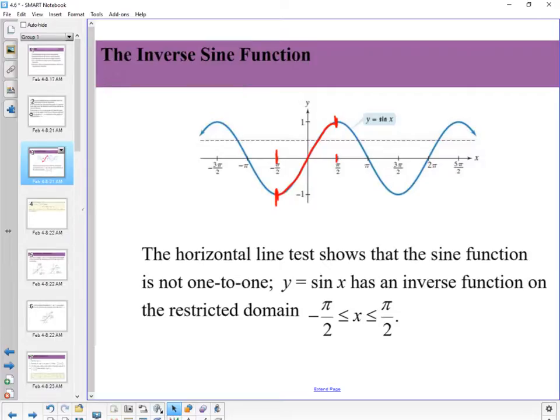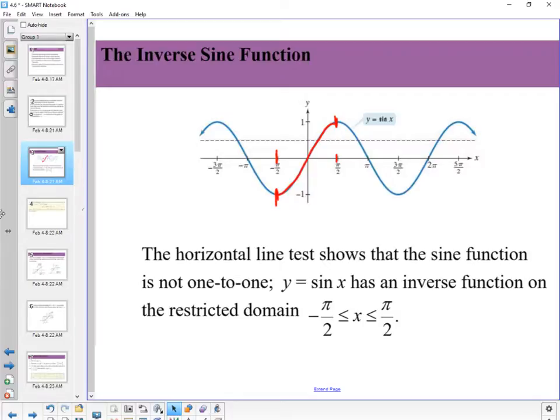Wait, is this 4.7? So that's it. No, this is 4.7. Oh, this is 4.8. What? Oh no, this is 4.8. No, 4.7, because it only goes to 4.8. The other one's tomorrow. Yes.